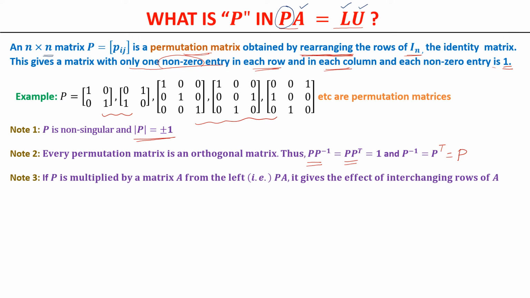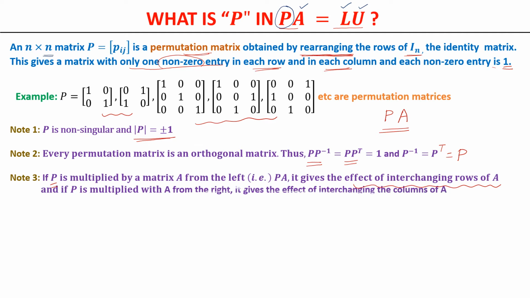And what happens is, if P is multiplied by a matrix from the left, I told you that the permutation matrix takes care of the effect of interchanging the rows of A. So when you multiply A from the left by P, PA will take care of the effect that happens when we interchange the rows. Whereas when we multiply P from the right, that is AP, this will take care of the effect of interchanging the columns of A.